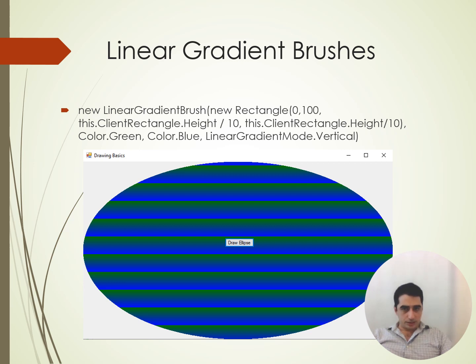By changing only the linear gradient mode from horizontal to vertical, I will see this shape, this type of brush. As you see, the last parameter is set to linear gradient vertical. That's why I see the vertical filling or the vertical repetition of this linear gradient brush.